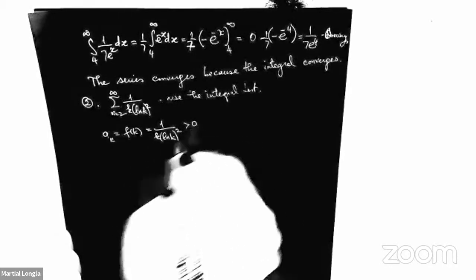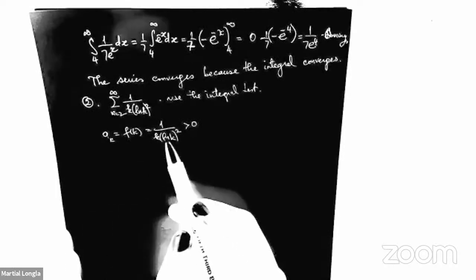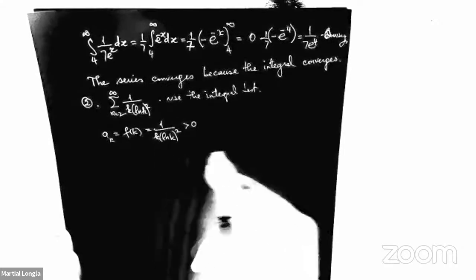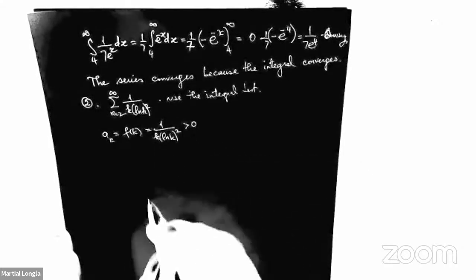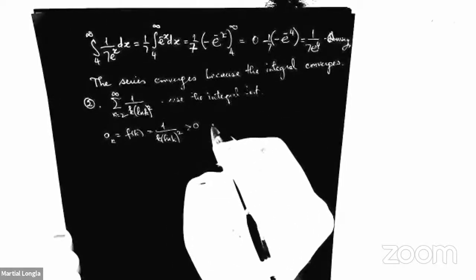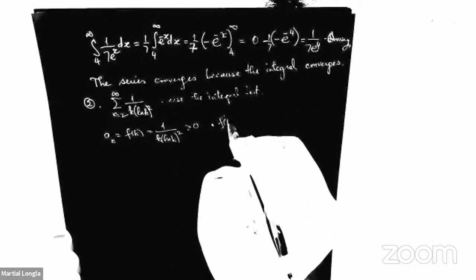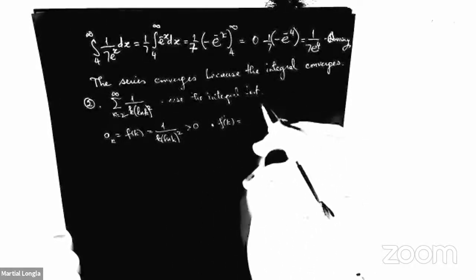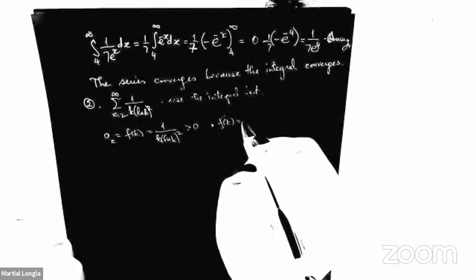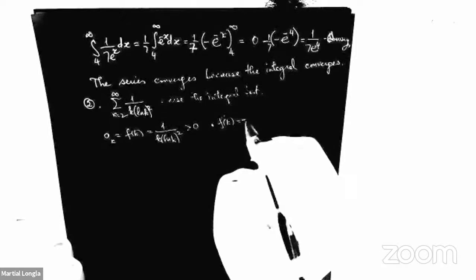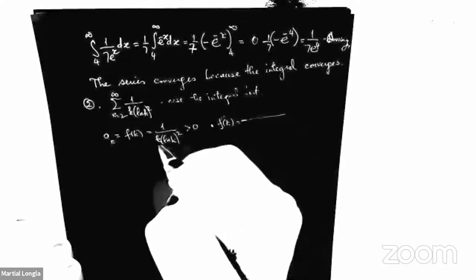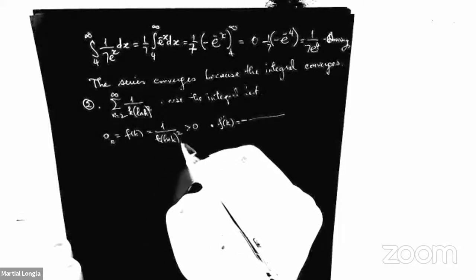This thing is positive because ln of k is positive for any k larger than 2. k is positive, so this thing is positive. And then you have f prime of k. Take the derivative of this. That's minus, because it's 1 over, so minus the derivative of this function.